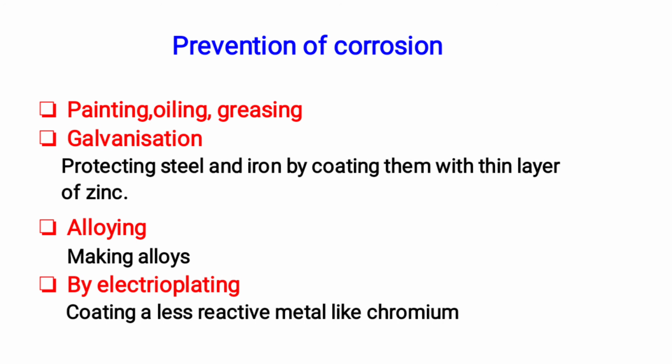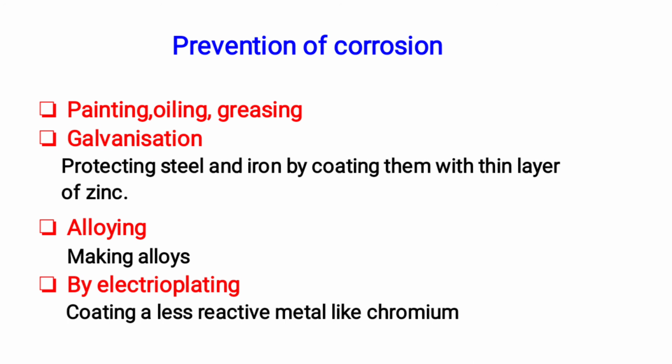The next method is alloying. This method is explained with a simple example. Pure iron is soft and it is not used in its pure state. But if it is mixed with a small amount of carbon, it becomes hard and strong. Or when it is mixed with nickel and chromium, we get stainless steel which is also hard and does not rust. That is, alloying is a process of changing the properties of a metal by mixing it with some other substance.